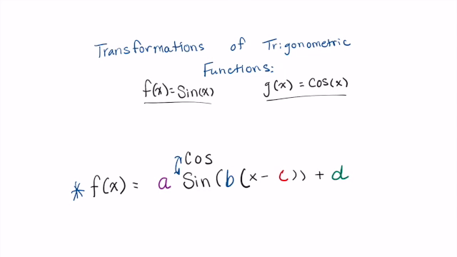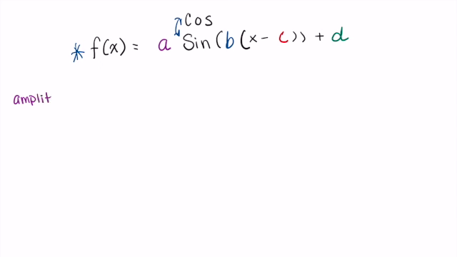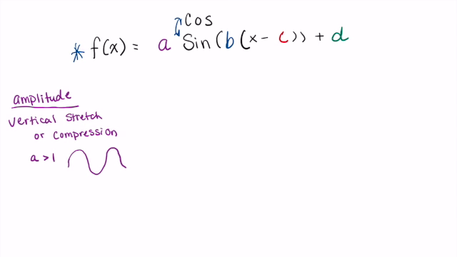So we're going to jump straight in here, and we're going to start talking about A. A represents our amplitude. Amplitude is our vertical stretch or compression. What that means is if A is greater than 1, the waves of our function are going to be a lot taller. It's going to be stretched. So you're going to get real tall waves. If A is a fraction, between 0 and 1, say like 1/3, 1/2, 2/3, whatever it may be, it's going to level out the waves and make them compressed. It's going to make them smaller.